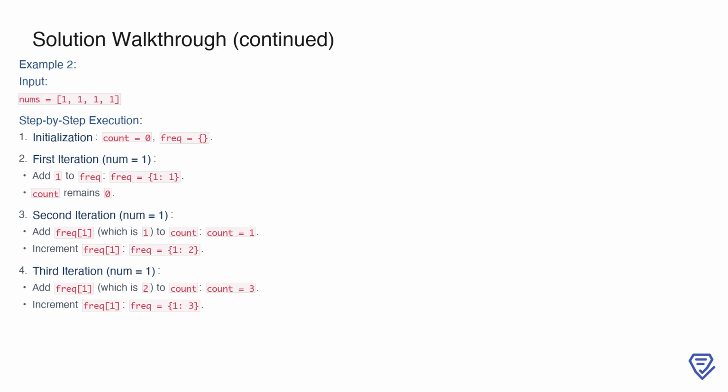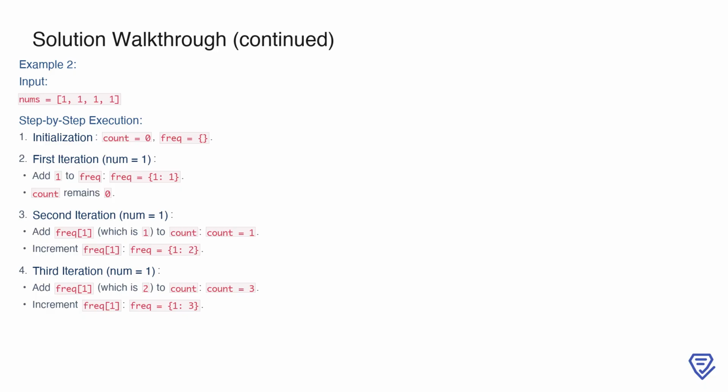Now, let's consider another example where the input is nums equals 1, 1, 1, 1. We begin by initializing count to 0 and frequency to an empty dictionary. In the first iteration, we encounter the number 1. Since 1 is not in frequency, we add it with a value of 1. At this stage, count remains 0 as no good pairs can be formed yet.